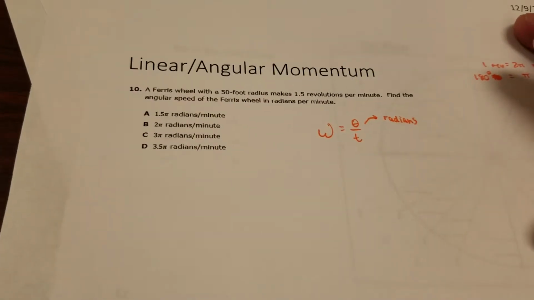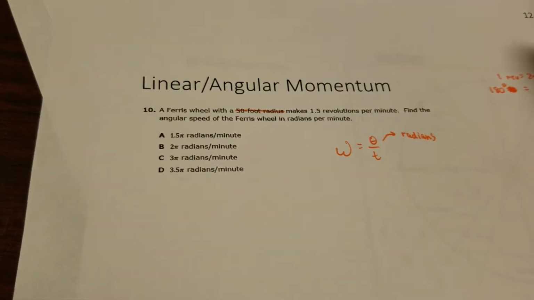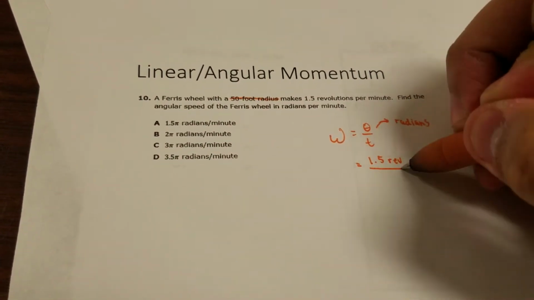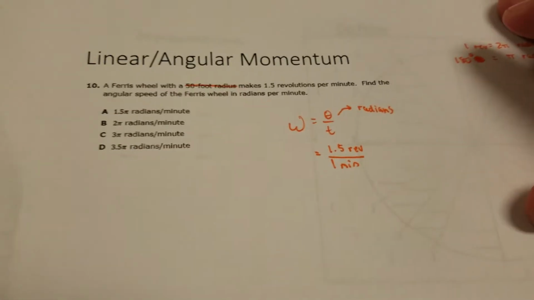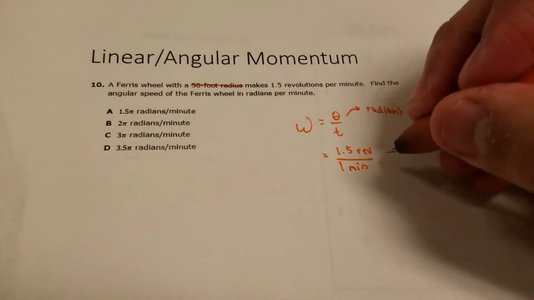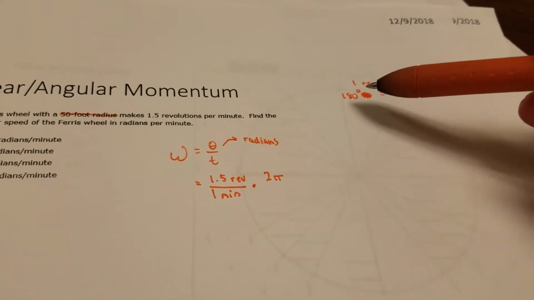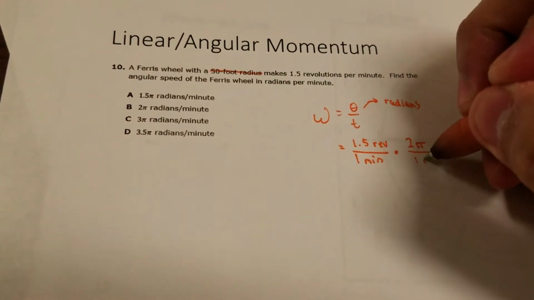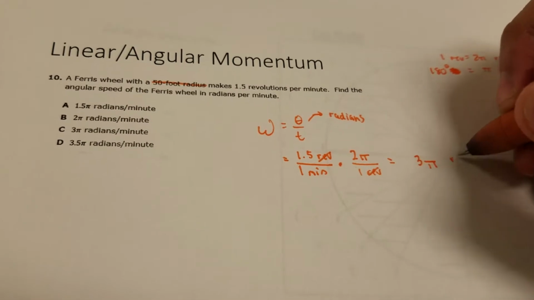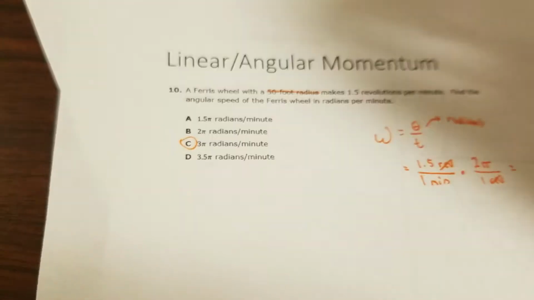Notice that this equation doesn't have radius, so they're giving you extra info here, the 50-foot radius. It makes 1.5 revolutions per 1 minute. So I have a time and an angle, but the angle needs to be in radians, so I multiply it by 2 pi, because 1 revolution equals 2 pi radians. The end result is 3 pi radians per minute, which is what it's asking for, and that is answer C.